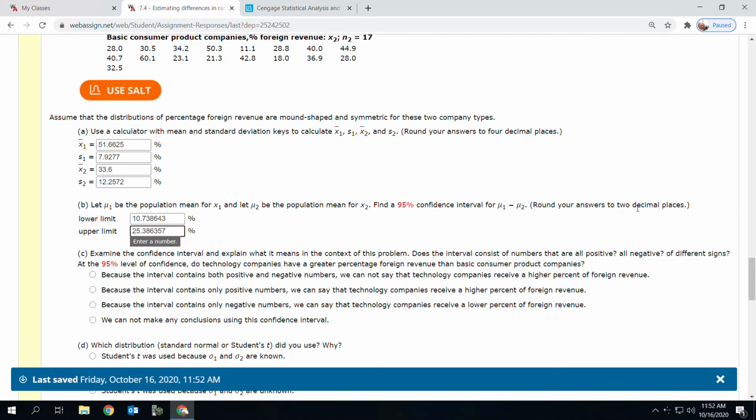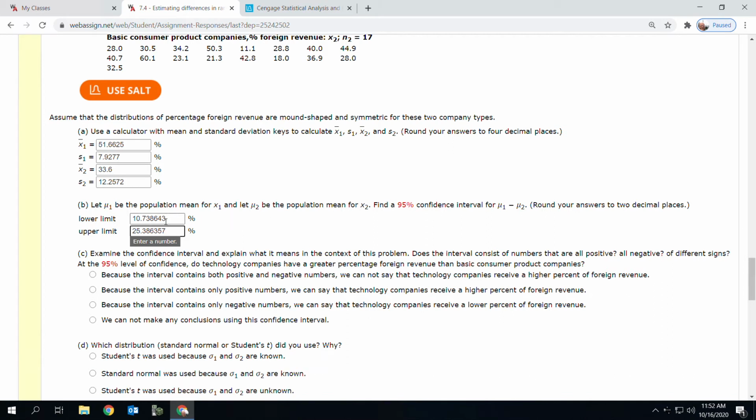Be careful on the rounding. Round to 2 decimal places. So this is actually going to be a 74. And this one will be a 39 once it's said and done. The 6 makes the 8 and 9.